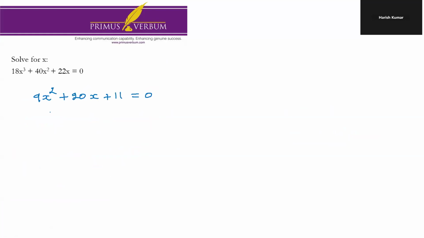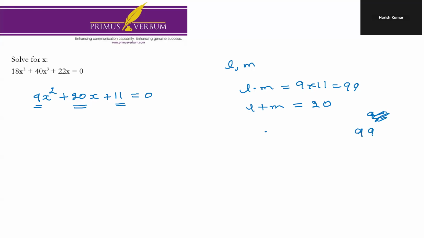Now let's solve this. Now you know what needs to be done. Let's find two numbers L and M so that the product of the numbers is equal to the product of the quadratic coefficient and the constant term, that is 9 into 11, which is 99. And L plus M should be equal to the coefficient of the linear term, which is 20. Now, we can list out the factors of 99. We can have 1 into 99, then 3 into 33. This comes close, but 33 plus 3 is 36, and the coefficient is 20. Then as we go down, 9 into 11 will come next. That is 99, and 11 plus 9 is equal to 20.